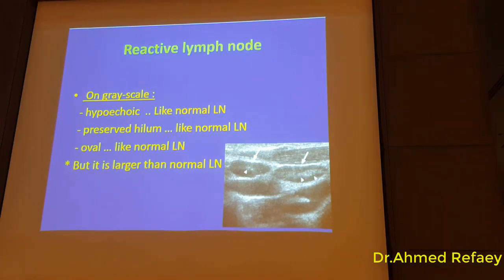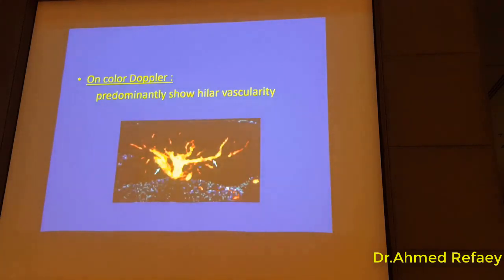The only difference from a normal lymph node is the increase in size, enlarged. Enlarged means that its short axis is more than 9 millimeters. So this is the difference between the reactive lymph node and the normal lymph node. Regarding the color Doppler study, we mentioned in the normal lymph node either avascular or vascularity through the hilum. In a reactive lymph node, all the time we have flow inside the hilum, as you see here.